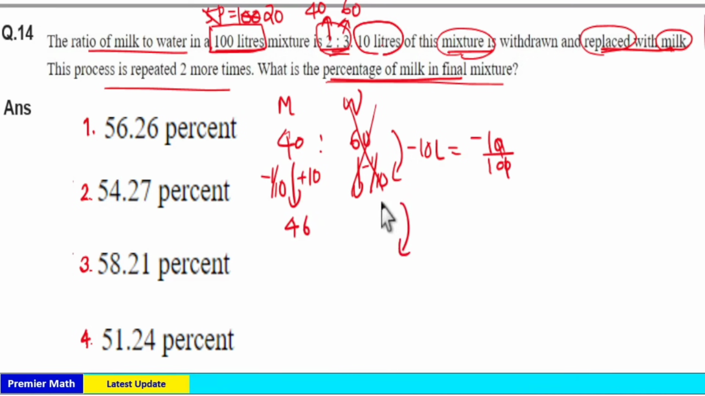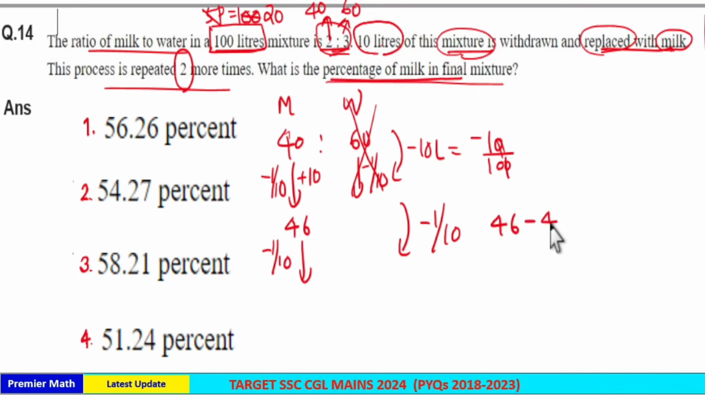But you are repeating this step 2 more times. Again you are taking 1 by 10. So 1 by 10 of 46 is equal to 4.6. So subtract 4.6 from 46. Again you are adding 10 liter milk to it.